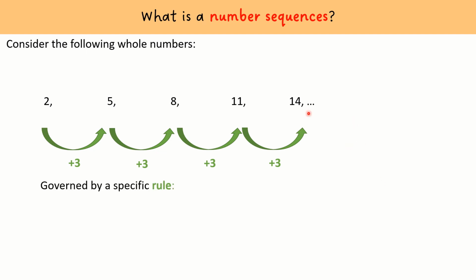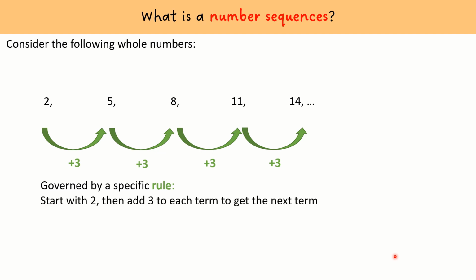So in this number sequence that we have, it is being governed by a specific rule that I just mentioned and described. There's a way for us to describe this rule. We say that it starts with 2. Mentioning the starting number is very important because if it doesn't start with a number, then how will we know how to continue, isn't it? Then we add 3 to each term to get the next term.